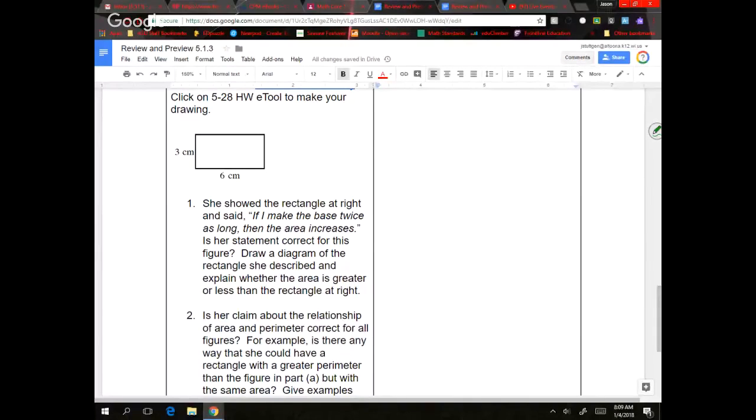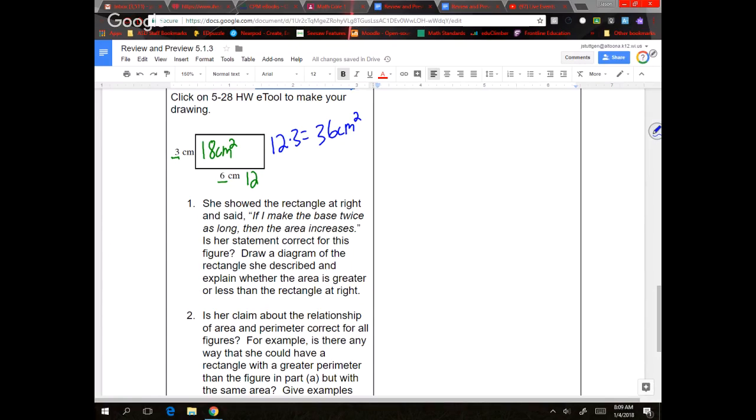If I double the base, okay? So if I take 6 and double it, obviously that becomes a 12 now. So I doubled the base. It does not say that she doubled the other side or the height. Okay? So now I'm going to find the area. The original area I should have said was 18 centimeters squared, because 3 times 6 is 18. The new area is now 12 times 3, which is 36 centimeters squared. You notice the area doubled because we doubled a side. So she is correct in that case.